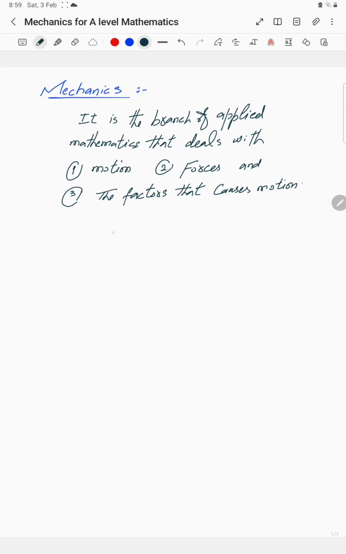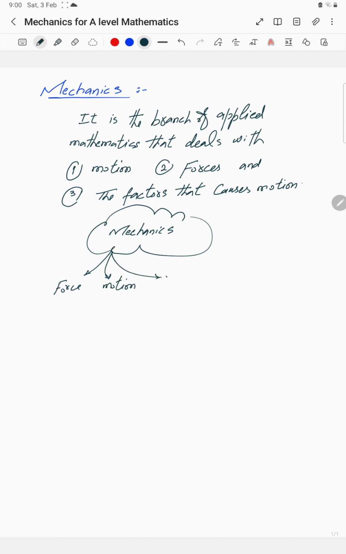And in mechanics, as per definition, the force causes the motion, then velocity, then acceleration, then displacement, and then the momentum, etc. There are a lot of physical quantities which we have to discuss about this subject, mechanics.